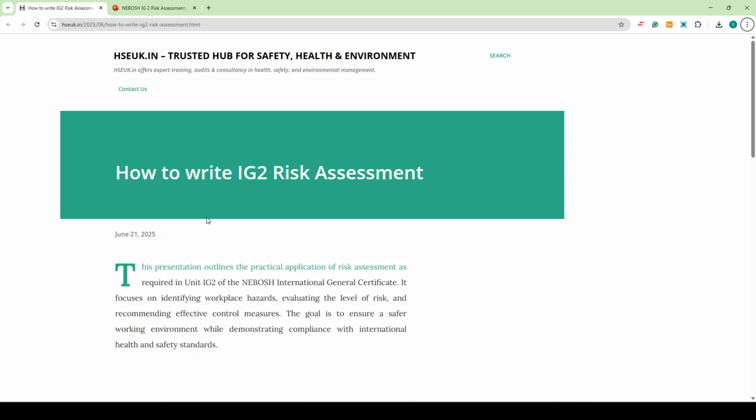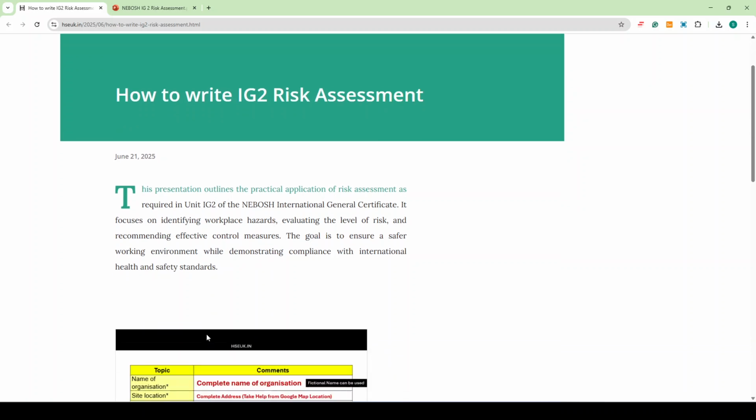Welcome to this tutorial, and in this tutorial we are going to learn about how to write a NEBOSH IGC Risk Assessment. So in this presentation, it will outline the practical application of the risk assessment that is required in IG2 of the NEBOSH IGC certificate, which is a level 3 certification. It focuses on identifying the workplace hazards, evaluating their level of risk, and recommending effective control measures. The goal is to ensure a safer work environment while demonstrating compliance with the international health and safety standards.